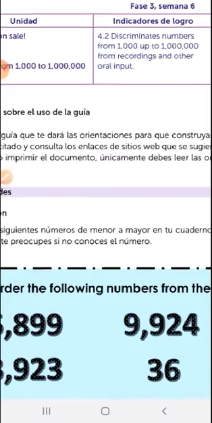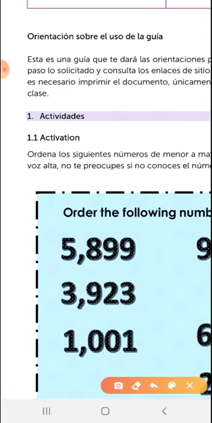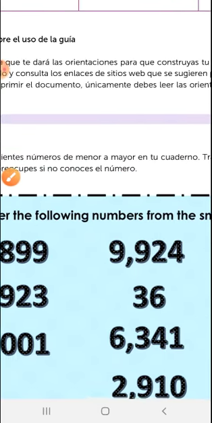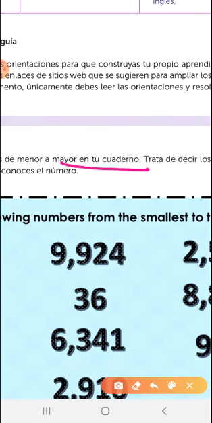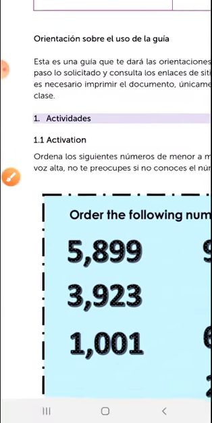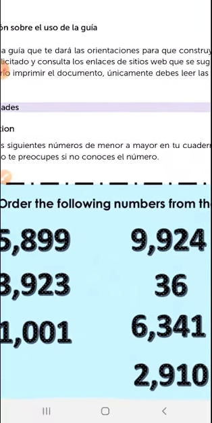Number 1.1, activation. Here, ordena los siguientes números de menor a mayor. Attention, ordena, order the following numbers de menor a mayor. En tu cuaderno, okay? In your notebook. Trata de decir los números en inglés en voz alta. No te preocupes si no conoces el número.